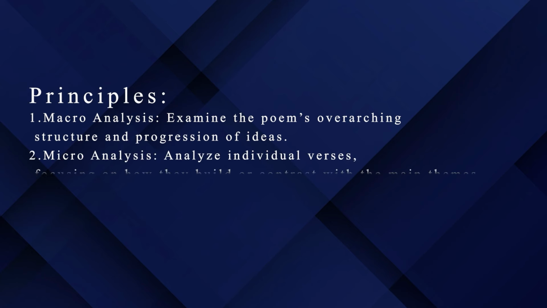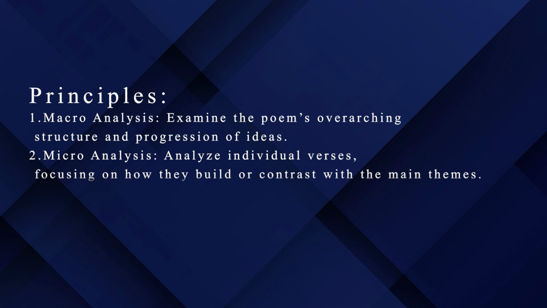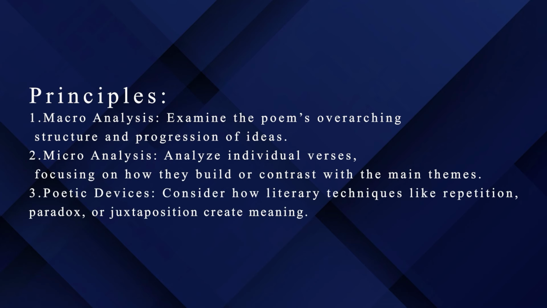Number 2, microanalysis. You should analyze individual verses, focusing on how they build or contrast with the main theme. You read this poem and you realize that all the steps, all verses are in one direction, and then comes this verse that is a paradox. It goes in the opposite direction. So what is happening? Well, number 3, poetic devices. Consider how literary techniques like repetition, paradox, or juxtaposition create meaning.